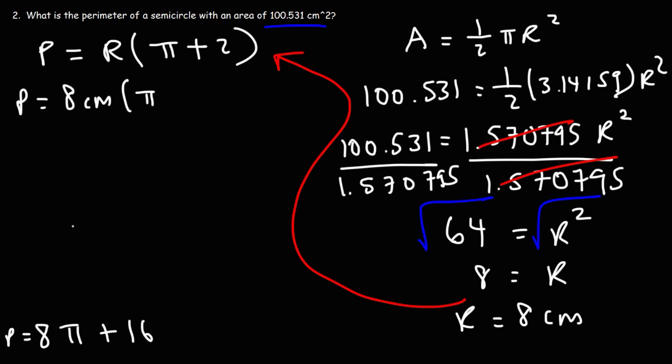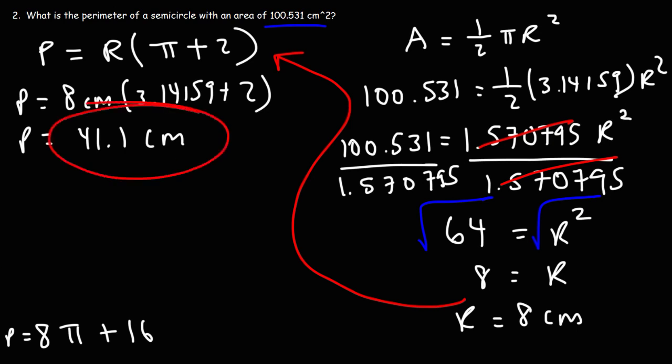But let's get a decimal answer. So instead of using pi, I'm going to use 3.14159. And it turns out that this problem is going to be the same as the last one. 5.14159 times 8 gives us the same answer of 41.1 centimeters. What are the chances of that? So that's it for this video. Now you know how to calculate the perimeter of a semicircle.